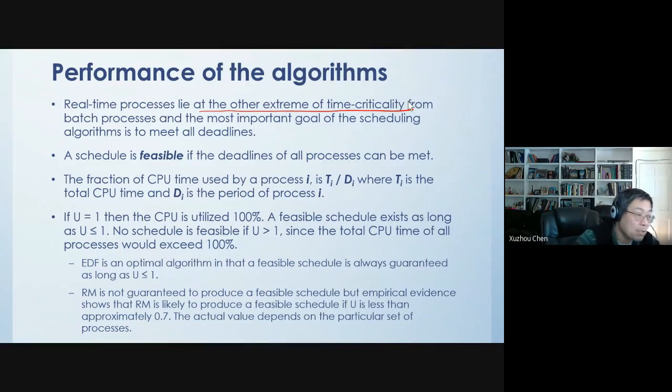So a schedule is feasible if the deadline of all processes can be met. Okay. So that's the highest priority. Make sure each process meets its deadline.